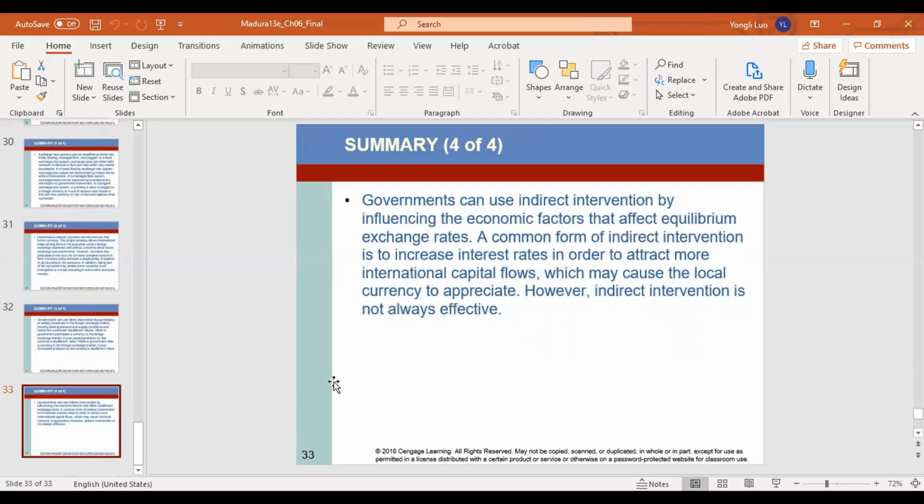Governments can use indirect intervention by influencing the economic factors that affect the equilibrium exchange rate. A common form of indirect intervention is to increase interest rates in order to attract more international capital flows, which may cause the local currency to appreciate. However, indirect intervention is not always effective.